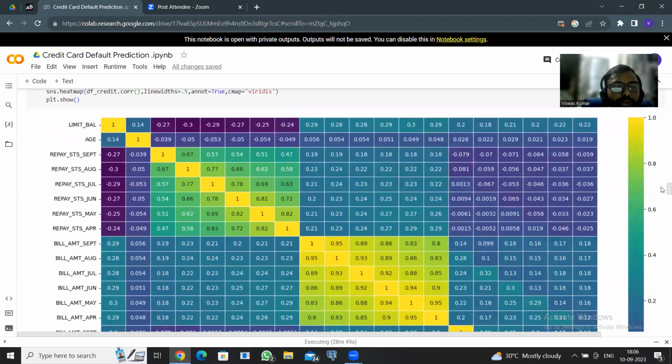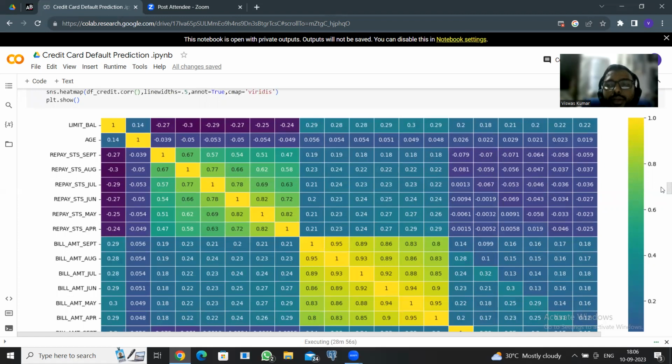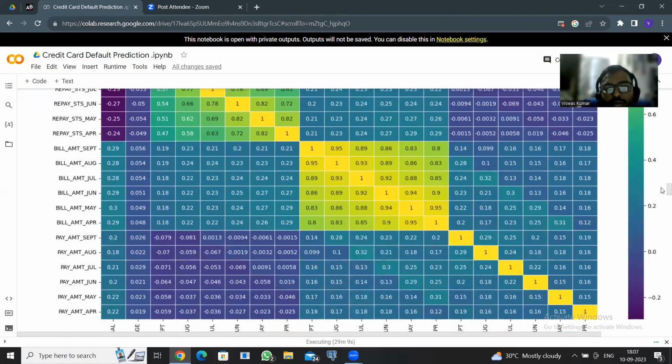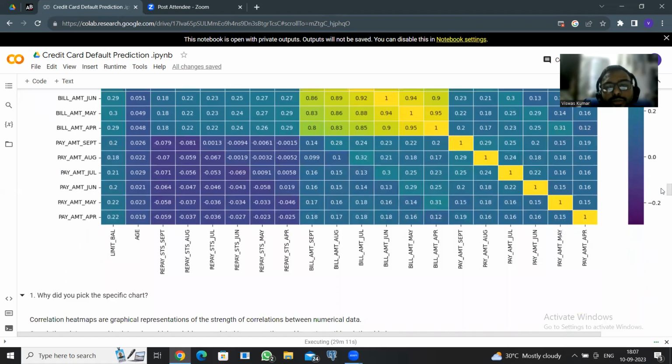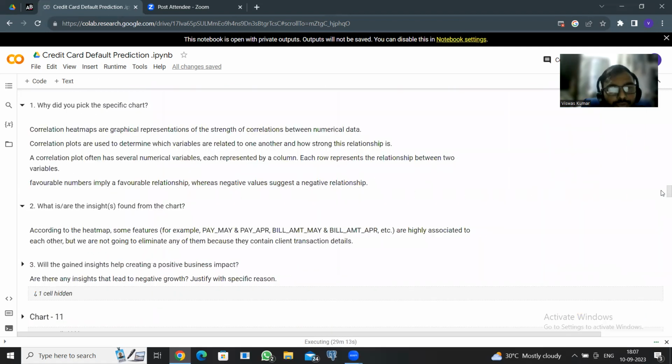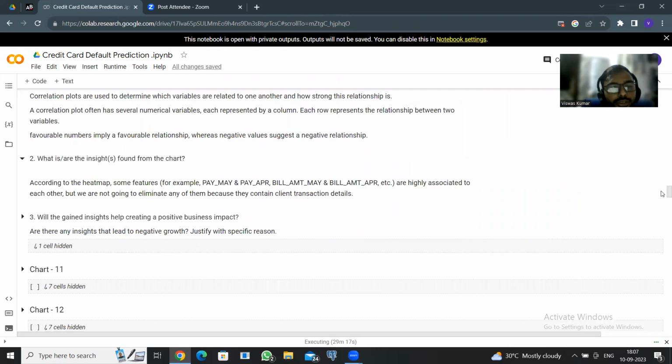So we can state that depending upon the previous payment status, meaning the payment status of the previous month, the next default will be based on the previous bills or the payment status. So these two are highly correlated features within themselves. So we have to deal with the correlation as we are doing the feature engineering.